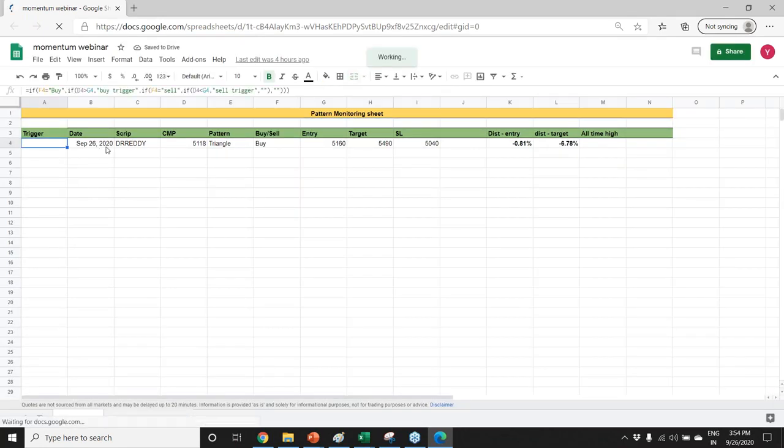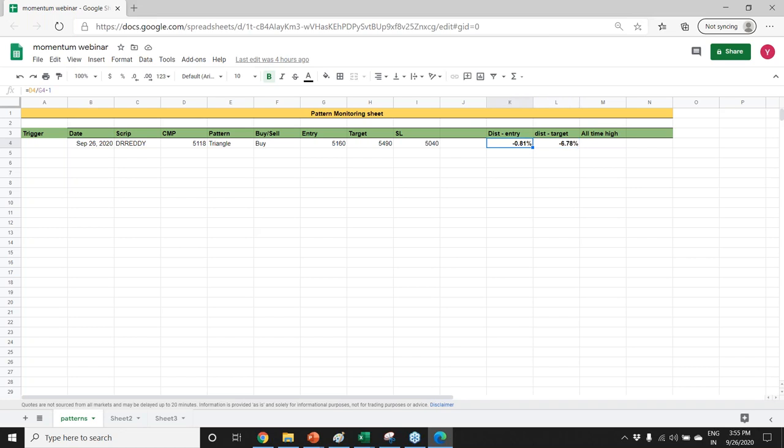Now as you can see, I maintain this kind of journal: what are the stocks which are in consolidation? Have I observed any pattern in it? Is it a buy or sell once it gives a breakout? What would be my entry level? What would be my target, as I showed you how to calculate the target for each pattern? And what would be my stop loss? We'll move to stop loss in the next slide.